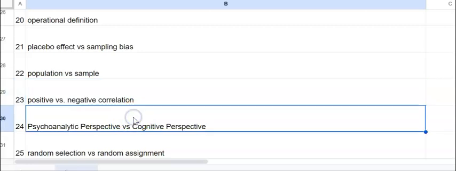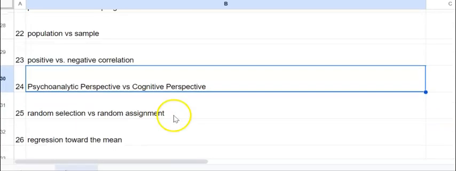Number 24, psychoanalytic perspective versus cognitive. Both involve mental processes, but the psychoanalytic perspective, that was Freud's, primarily involved the unconscious mind. Cognitive perspective involves mental processes, including thinking and problem solving and how we learn language. So it is still mental processes, but it's really from a more empirical standpoint today, in that we can conduct interviews, we can do intelligence testing, to try to figure out what people are thinking, whereas there's really no way to show what would be going on in somebody's unconscious mind.